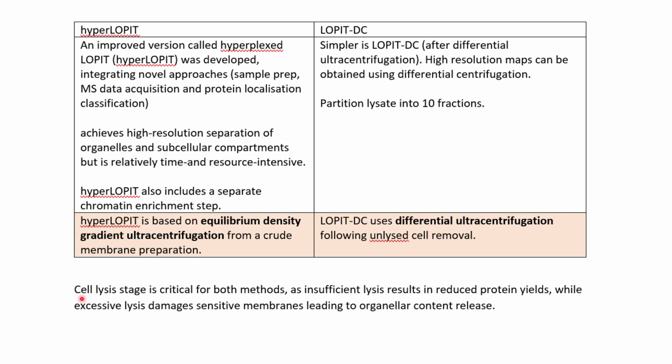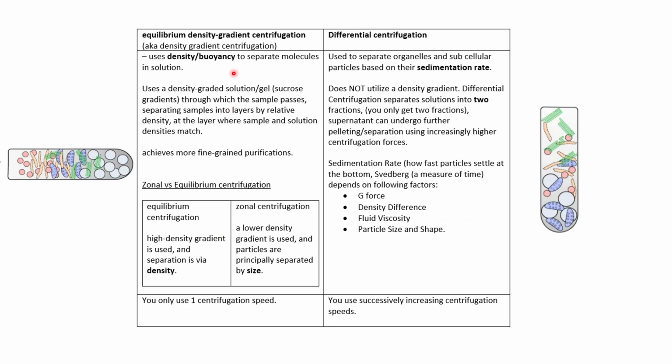So before I do that, I just want to mention that the cell lysis stage to produce your homogenates is pretty critical, because insufficient lysis gives you reduced protein yields, while excessive lysis will release the contents of the organelle and you won't get accurate data.